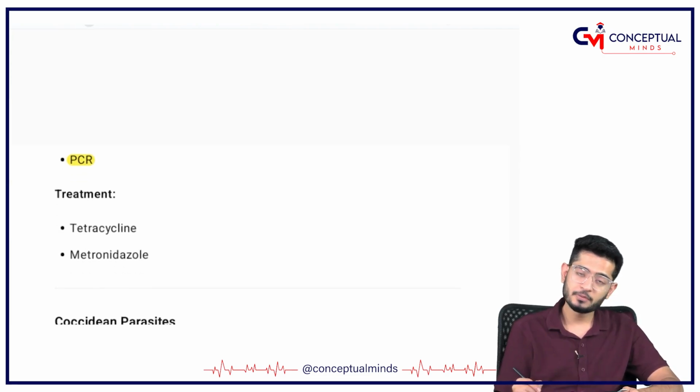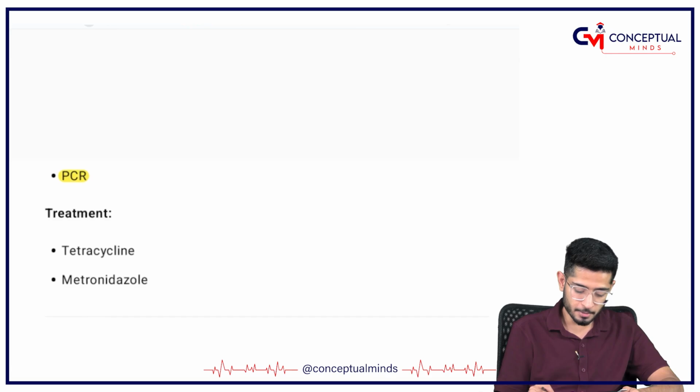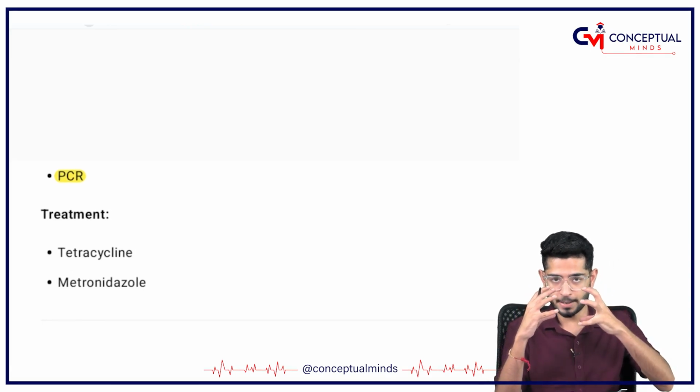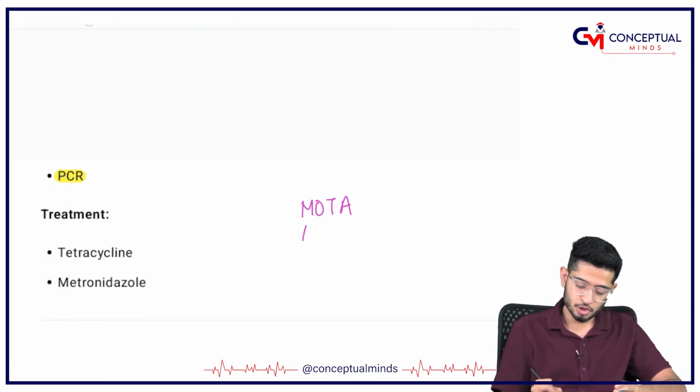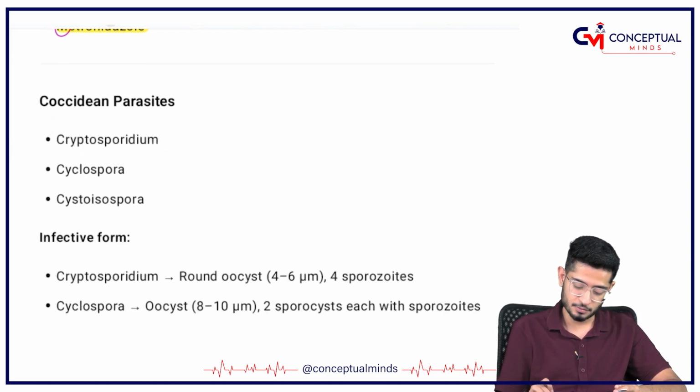But what is the treatment for Balantidium coli? Remember, Balantidium, big one. So big one or fat one, in Hindi we call it as mota. So M for metronidazole, T for tetracycline. M for metronidazole, T for tetracycline. This is the way to remember.